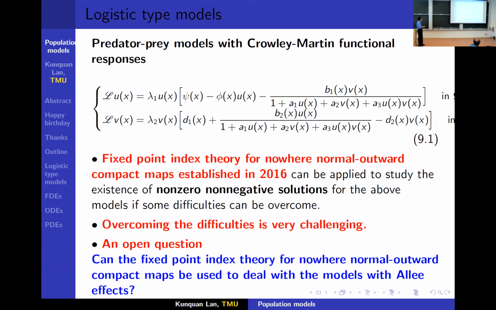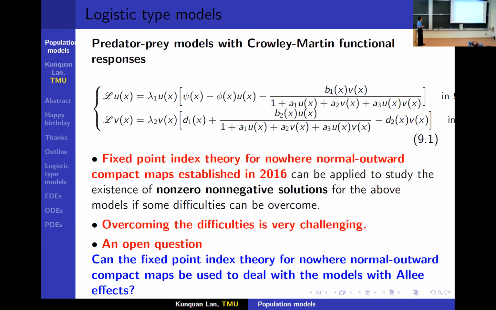So right now we have a fixed point index theory. I myself and my collaborator set this up. I think this should be a very powerful method for dealing with the existence of a non-zero positive solution for such a model. Of course there's a difficulty here, a very big challenge. You have to overcome some kind of difficulty here. Otherwise, you cannot use this fixed point theorem to solve the problem.